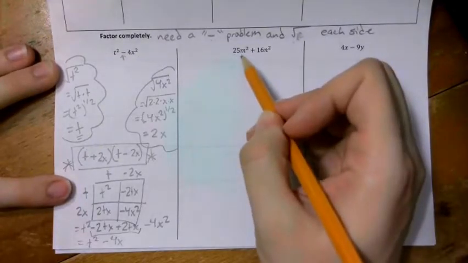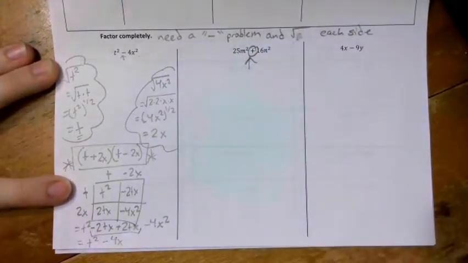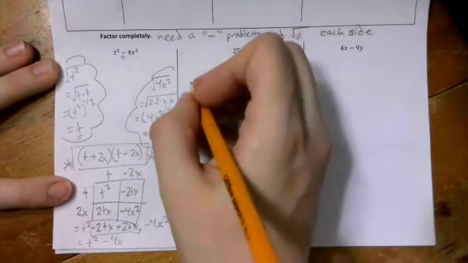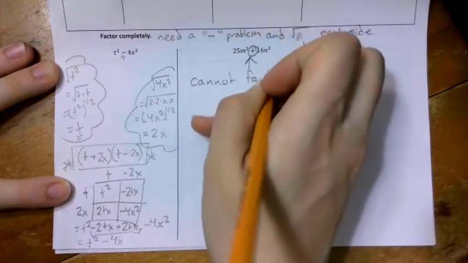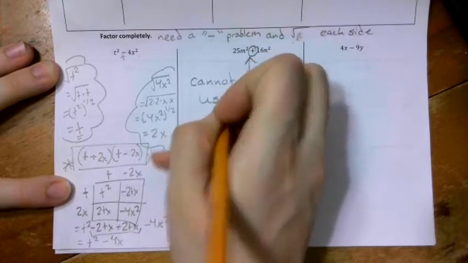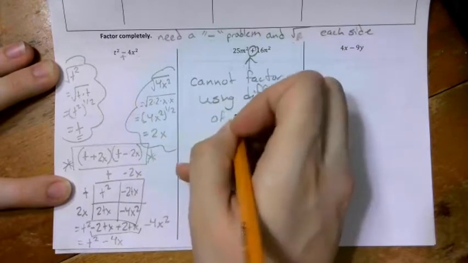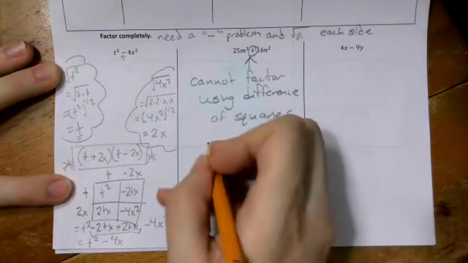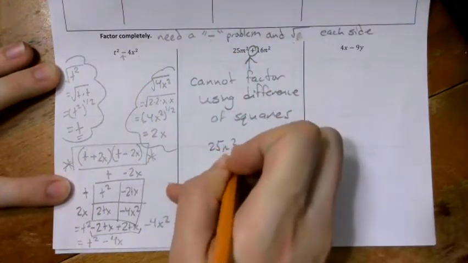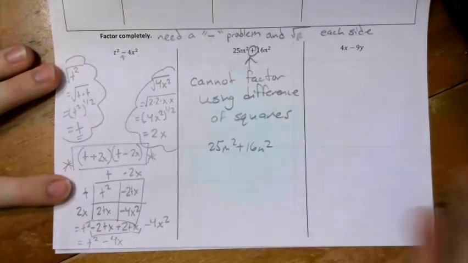This one, we have 25m squared plus 16n squared. Uh-oh, it's an addition, but we know that we need to have a subtraction. So this one, we cannot factor using difference of squares. So we're just going to leave it. We can't factor it. The best we can do is 25m squared plus 16n squared. We're going to learn different ways of factoring, and we might be able to use one of those ways in the coming days, but for now, we can't do it.